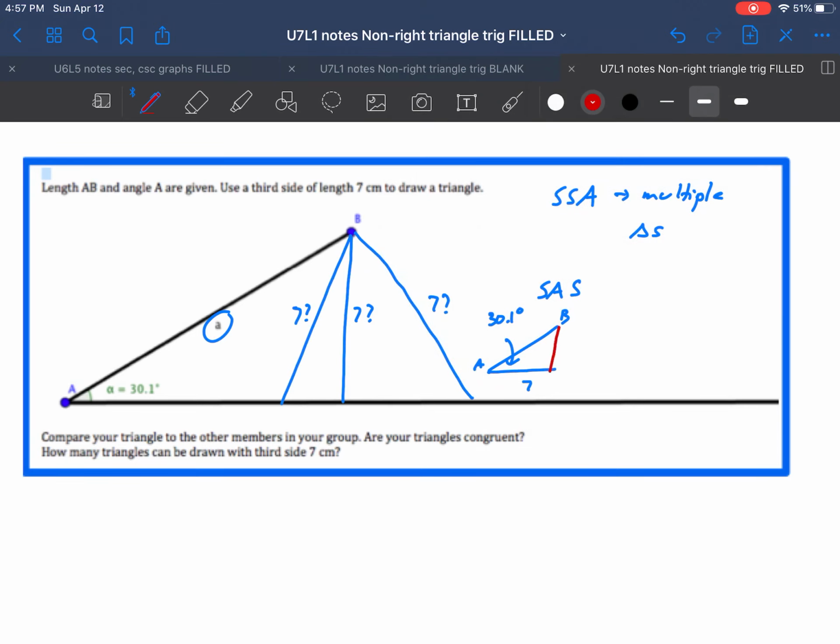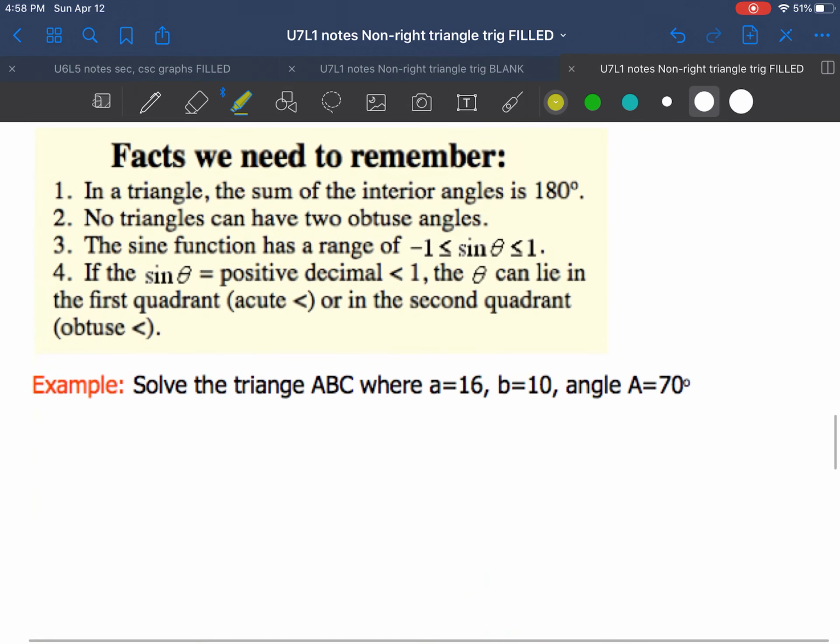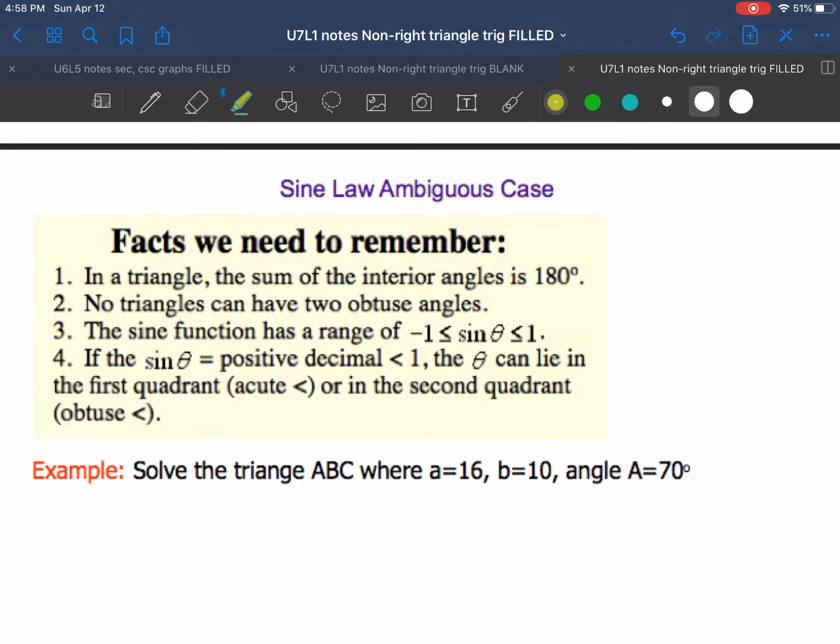I want to make that all the same color. Let's make it all red. So for SAS, you have one triangle. This is a key difference, so let's highlight that. You have multiple for SSA, potentially. So there it is, talking about the ambiguous case.